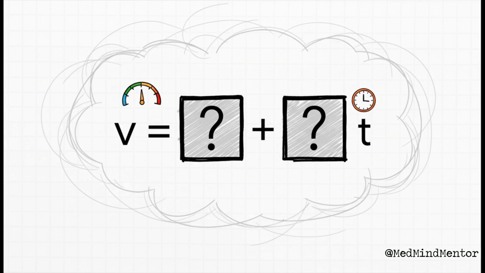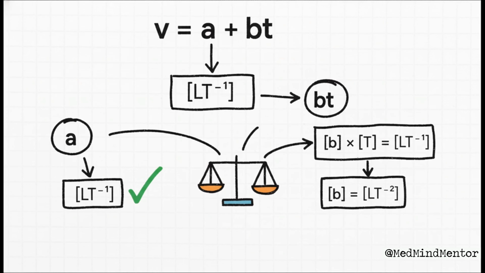Well, we're going to use our new favorite tool, the principle of homogeneity. Here's our thinking. The first clue is the plus sign. Since we're adding A to Bt, our golden rule tells us they absolutely must have the same dimensions. And what do they equal? They equal V, which is velocity. That means all 3 terms have to have the dimensions of velocity. So boom, right away we know the dimension of A must be the same as velocity, which is LT^-1.